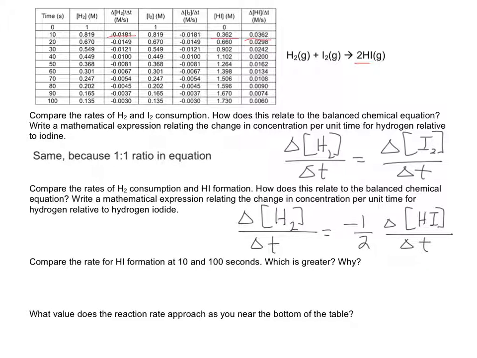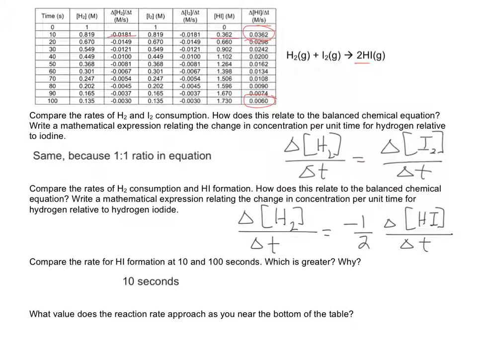So if we compare the rate of HI formation at 10 seconds, at 100 seconds, which is greater? So at 10 seconds, that's the one I already just pointed out to you, the 0.0362. That's the rate of formation of HI there. And at 100 seconds, it's only 0.0060. And so the reason is because as our reaction progresses, we're using up reactants, and so it's going to start to slow down as those reactants disappear.